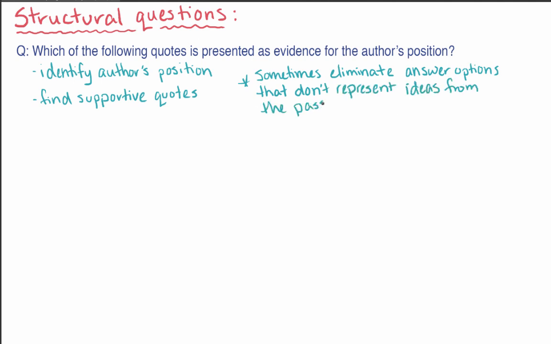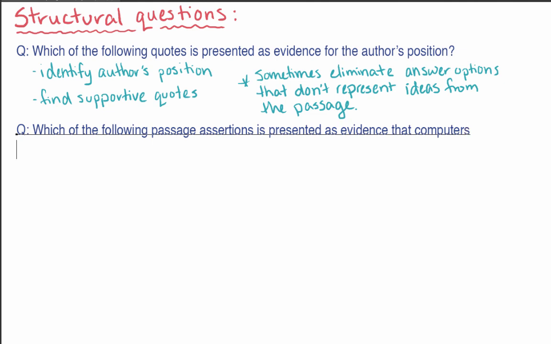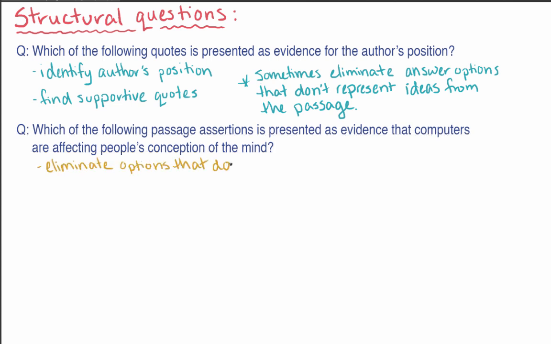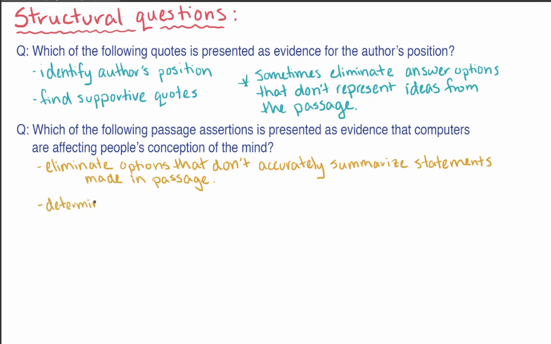Here's another example of this type of question. Which of the following passage assertions is presented as evidence that computers are affecting people's conception of the mind? To answer this question, you would first need to eliminate any answer options that do not accurately summarize statements actually made in the passage. Then, for ideas that do appear in the passage, you'd need to determine how the author presents each of them in relation to the specific claim that computers are affecting people's conception of the mind.